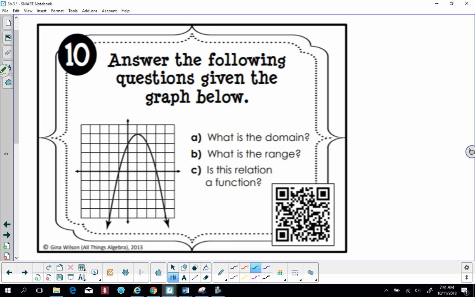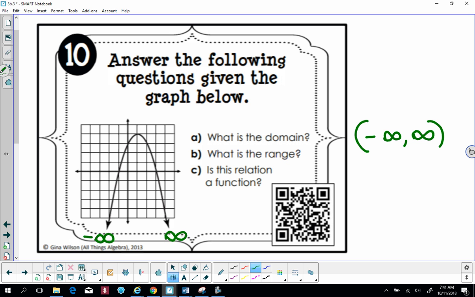So when we're looking at domain, are we looking at up and down or side to side? Side to side, right? And see how this has an arrow and it's going on this way forever and ever and ever? What do we call that? Negative infinity. So our domain would go from negative infinity to what's this over here? Positive infinity. So your domain you could just write like this: negative infinity to infinity.